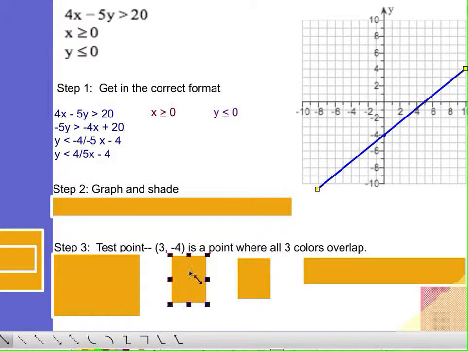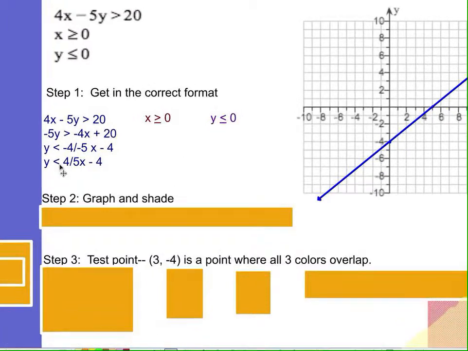Okay? Since y is less than, I go to where my y-intercept is again, -4. I'm looking for the numbers less than -4. And all the numbers that are less than -4 are below -4: -6, -8, -10. So I'm going to color on that side of my inequality. I use yellow.